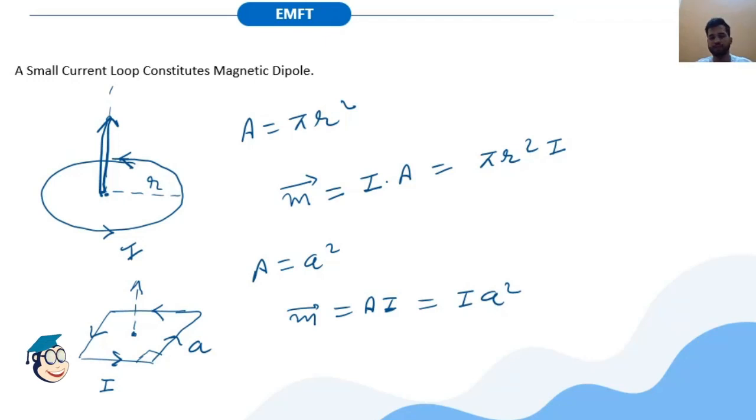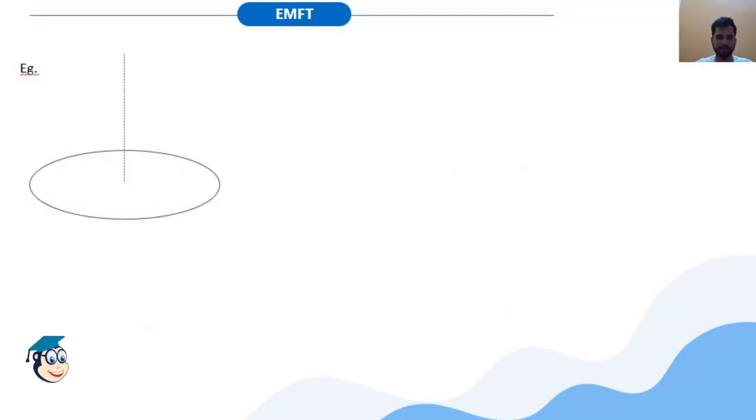So in this way you can calculate the magnetic dipole moment produced by any loop if you know the area of the loop and the direction of current flowing in that loop. These are the simple cases. So now let us see an extended body case.